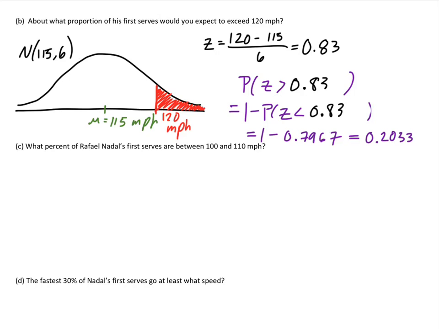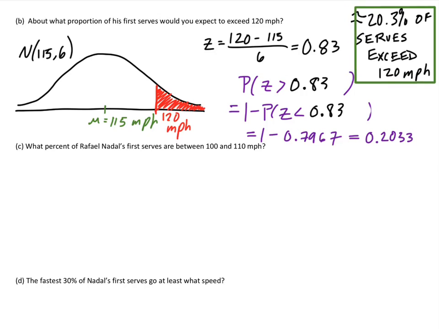I want z-score. So in terms of the problem, I can add it up here to the top right, I guess. What does that mean? So 0.2033, we'll say about 20.3% of serves exceed $1.20, right? Exceed. So that's what it actually means. A little box around the answer there.